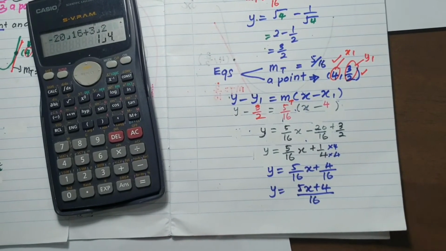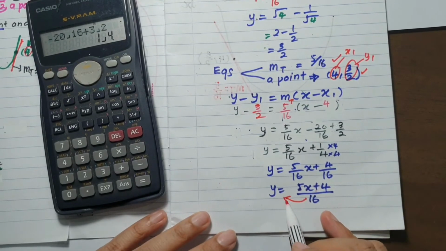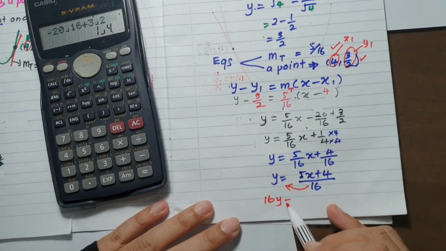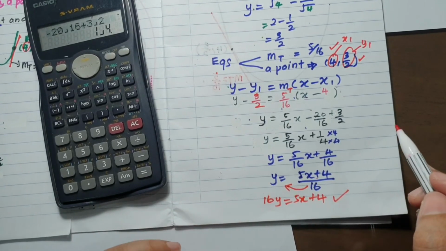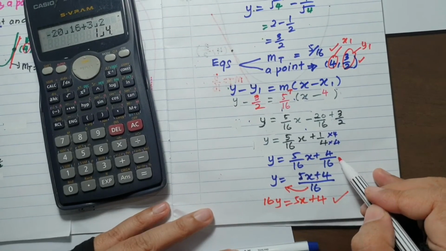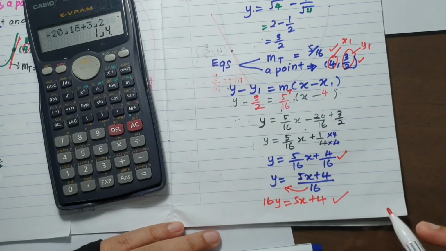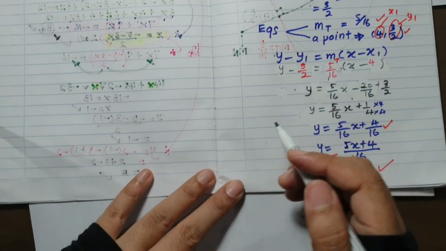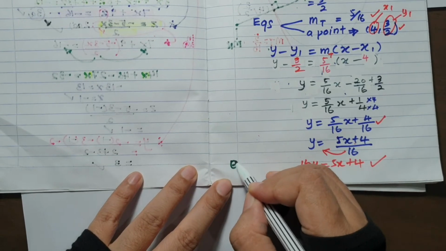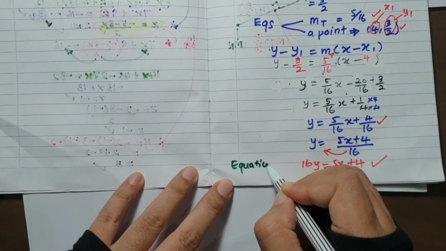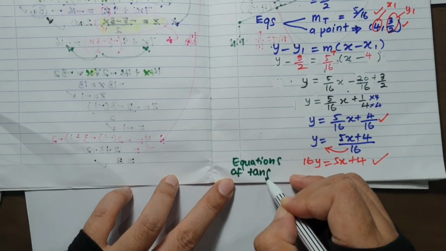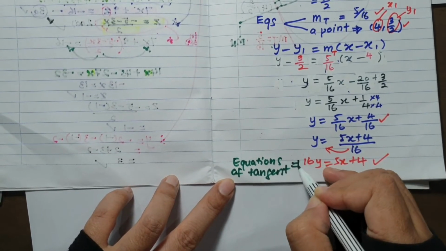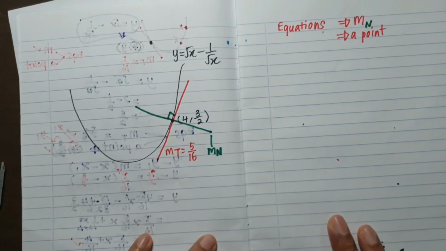So this one, bring to the other side. So it becomes like this. You can also give your final answer like this. So you can give like this or like this. Both can. This one is the equation of the tangent. Just now this is the equation of the tangent to the curve.